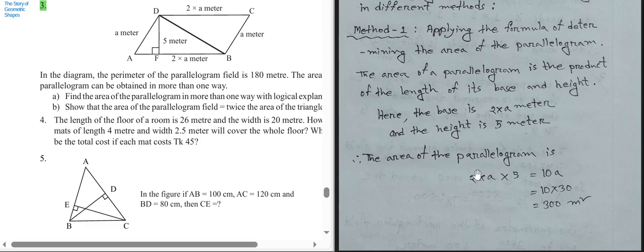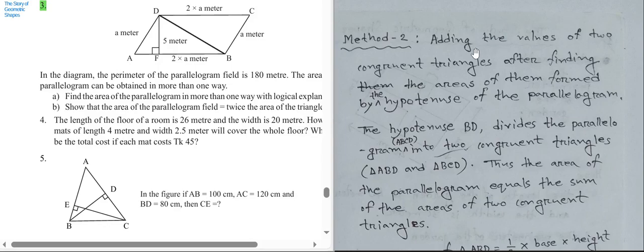So the area of the parallelogram is 2a into 5. And after calculating it, we find the area of the parallelogram is 300 square meter. So it is one method. Now we will explain method 2.